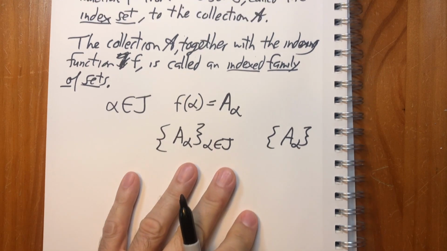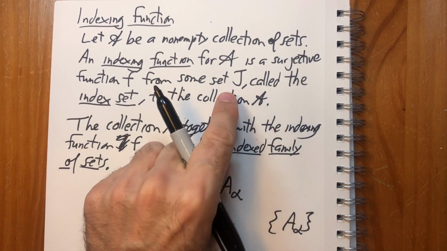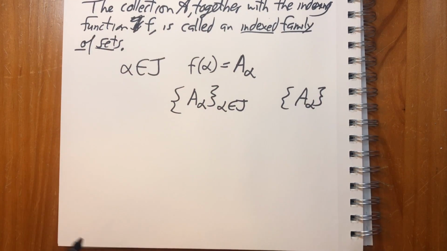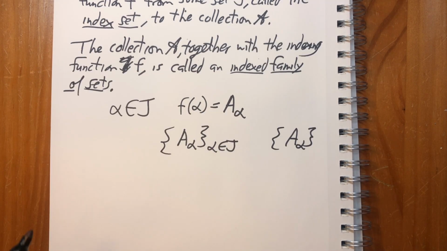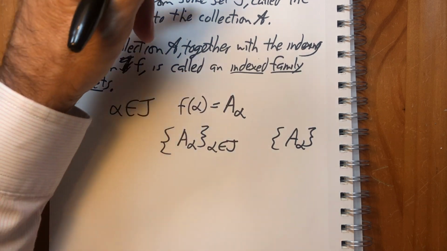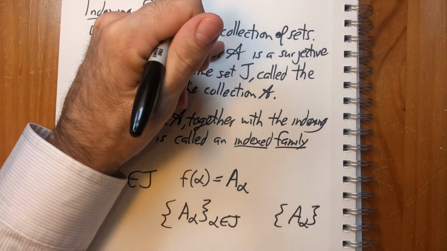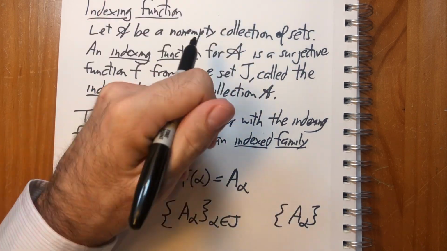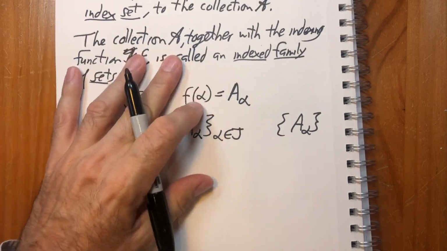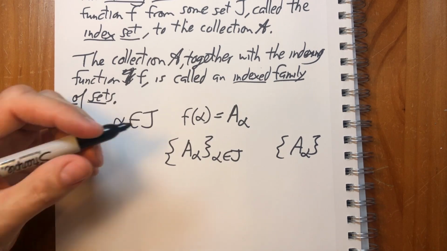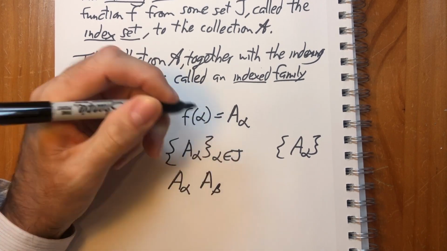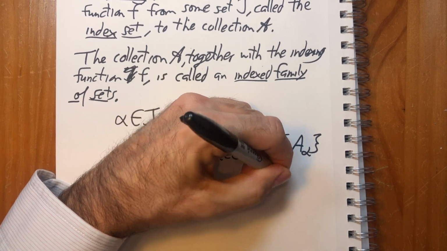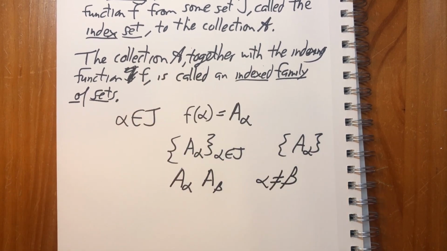And now notice one more thing. Even though the function f is required to be surjective, it is not required to be injective. Injective, remember, means that for each value in the range, there's only one j that goes to that element. So we don't have to have that. It's entirely possible for A sub alpha and A sub beta to be the same set inside A, even though alpha does not equal beta.